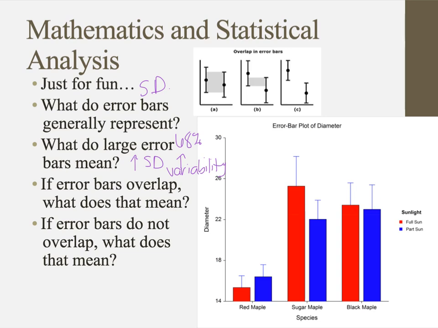If error bars do not overlap, so I'm guessing this error bar doesn't overlap with this error bar all the way over here, that means that those two values probably are significantly different. Okay, so the more your error bars overlap, the more data points you have in common, and the less likely it is that those values are actually significantly different. If you don't have overlap, that means it's more likely that they are significantly different, which means that we can confidently say that those means are actually different.